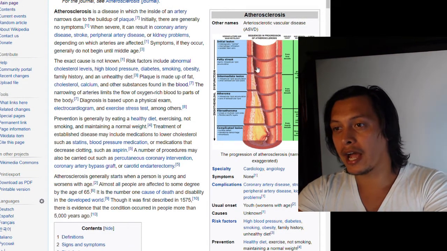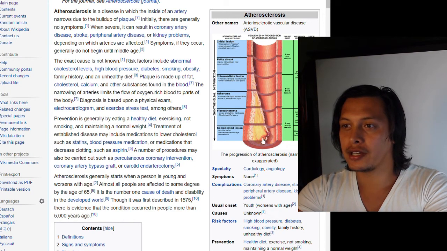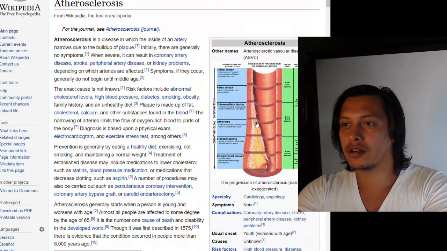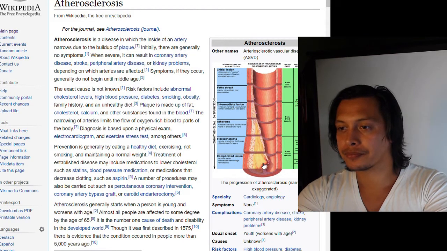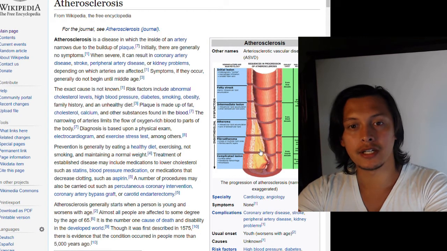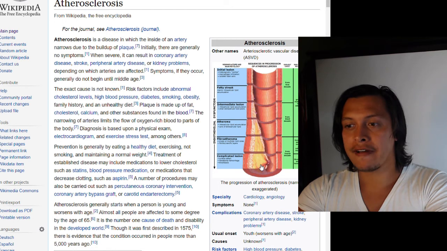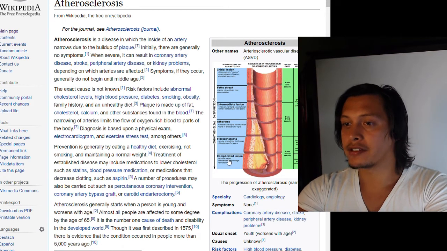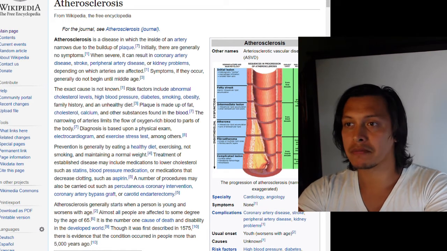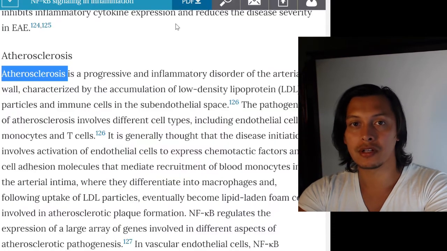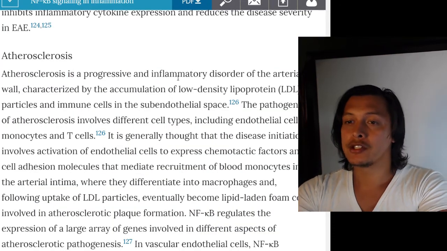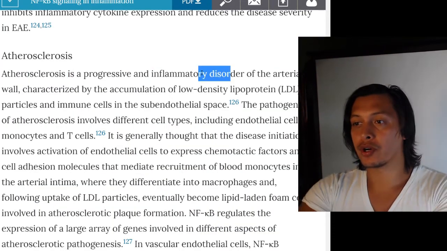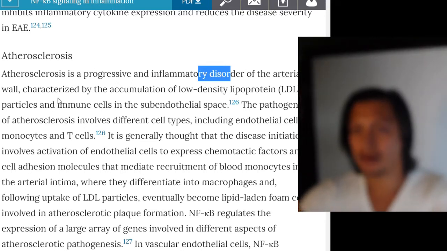So here we have the epithelial tissues, and here you can see atherosclerosis. So this is the buildup of the LDL cholesterol, or just fat. And this can get oxidized and become a pro-inflammatory environment, but that's what we are referring to. So it's a progressive and inflammatory disorder of the arterial wall.